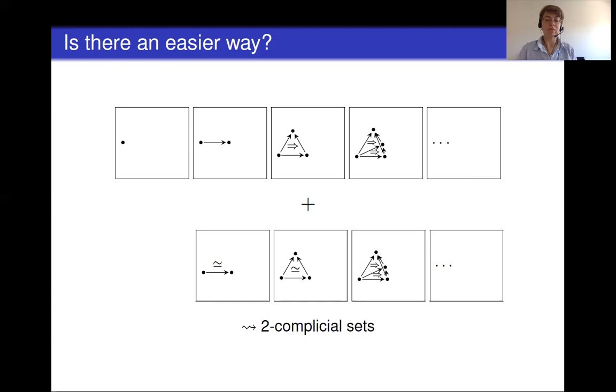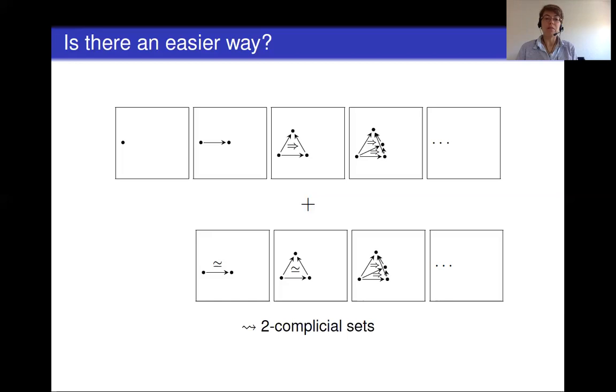So how can you possibly show that these two models are equivalent? One of them is very intuitive, the model of theta two spaces, but it consumes a lot of data. The two complicial sets are very economic, but far less intuitive. So what you need to do to compare them in particular is to see that the notion of composition, which you have in both of them, coincides.